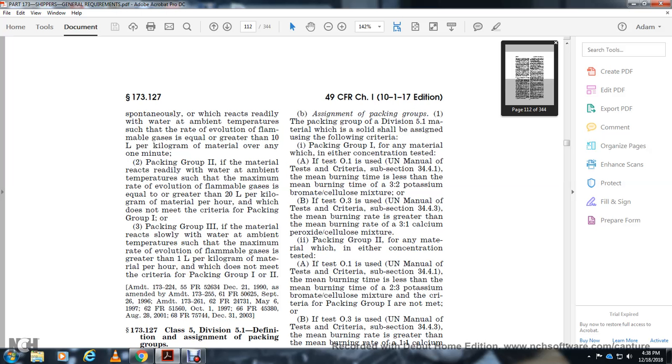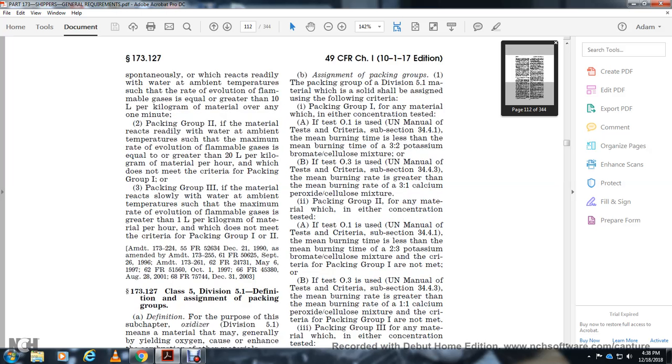Packaging group 2: any material which, in either concentration tested, in test O.1 of the UN Manual of Tests and Criteria, subsection 34.4.1, has a mean burning time less than the mean burning time of a 2:3 potassium bromate cellulose mixture, and the criteria for packaging group 1 are not met. Or in test O.3, subsection 34.4.3, the mean burning rate is greater than the mean burning rate of a 1:1 calcium peroxide cellulose mixture, and the criteria for packaging group 1 are not met.